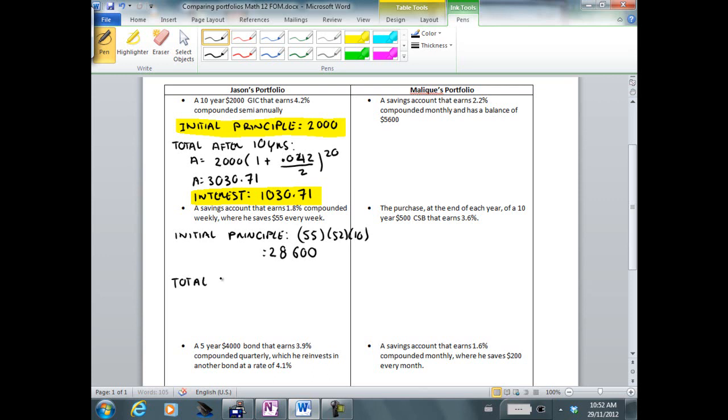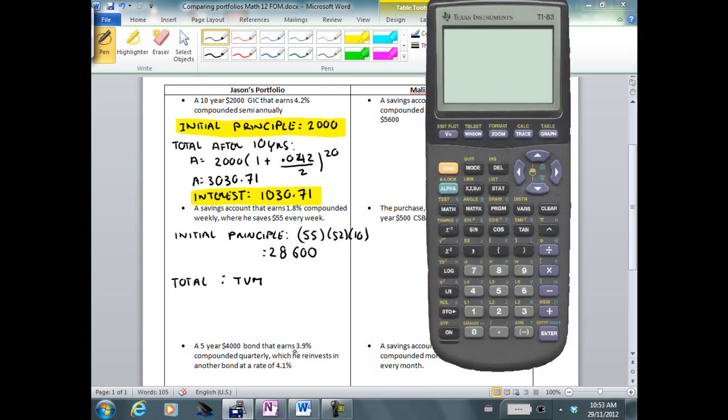After 10 years, we are going to use something called the TVM solver. Grab your calculator right now. Let's do this together. Let's figure out where TVM solver is. Again, every calculator is different. Enter that finance. So in this case, it'd be 520. Okay, let's do it slowly.